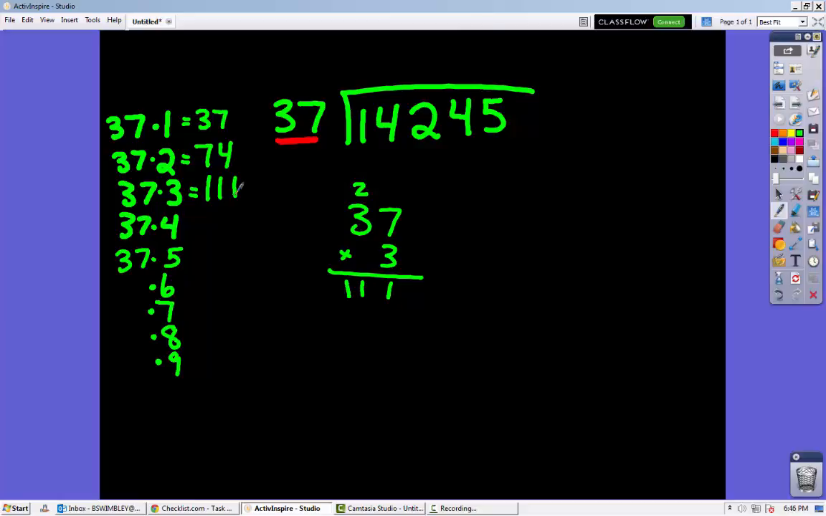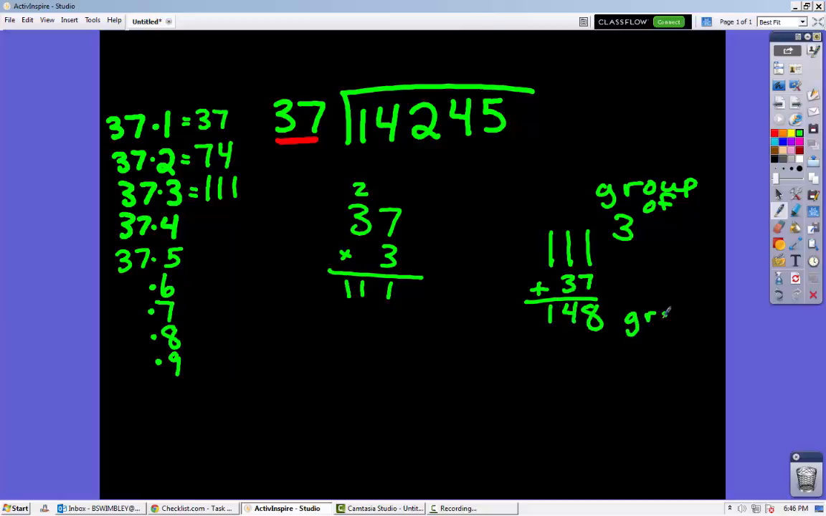Now I'm up to my 37 times 4. Well, I'm not good with my 4s, so what can I do? Well, I know that this right here, 111, that's a group of 3. Now I'm looking at a group of 4. So what that means is I'm adding one more group to my group of 3, because now I'll have a group of 4, and that is an 8, 4, and 1. So here's my group of 4. So even if I'm not good with multiplication, I can still think of multiplication as repeated addition.